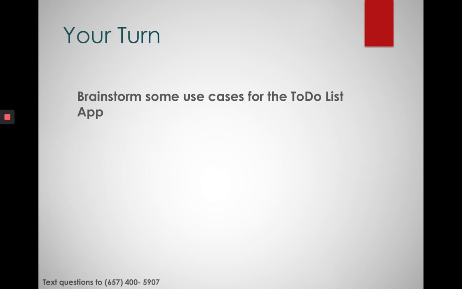Now it's your turn again to brainstorm some use cases for the to-do list app. Now that we've talked about some tips for finding use cases and for building use cases, apply that to the to-do list app that we used as an example, and write these down. Again, bring them to class on Thursday because we'll be talking about what you've come up with.